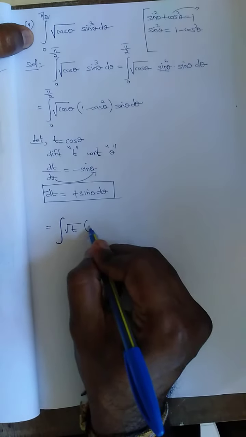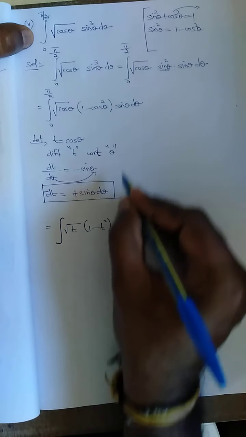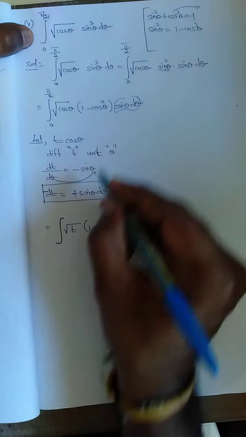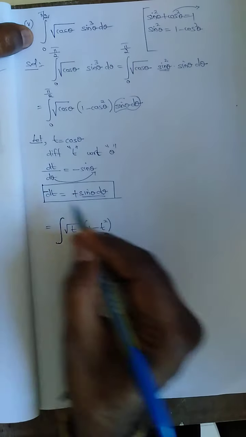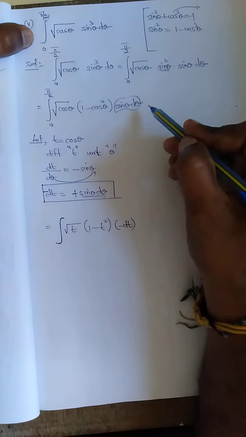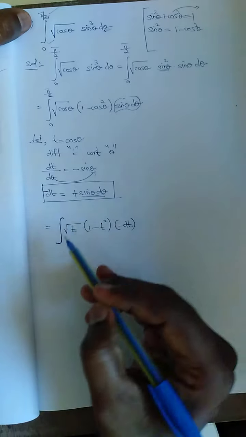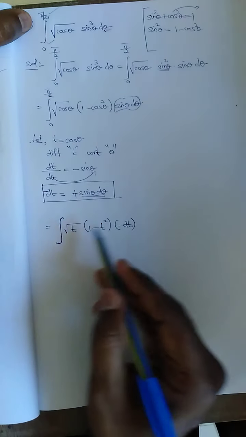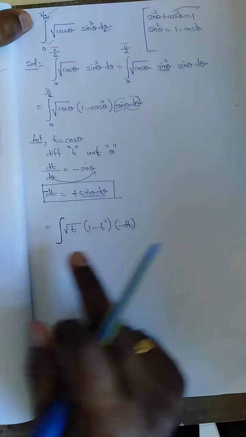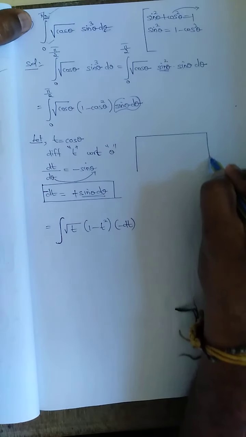Square root of t, 1 minus, what is cos square theta? t square. What is sin theta into d theta? Sin theta and d theta together we have found as minus dt. So think, students, now theta is given, so it is a theta limit, 0 to pi by 2 is the theta limit, but I have got dt. I need to find the t limit. So how do I find the t limit? For this you need to put a box.